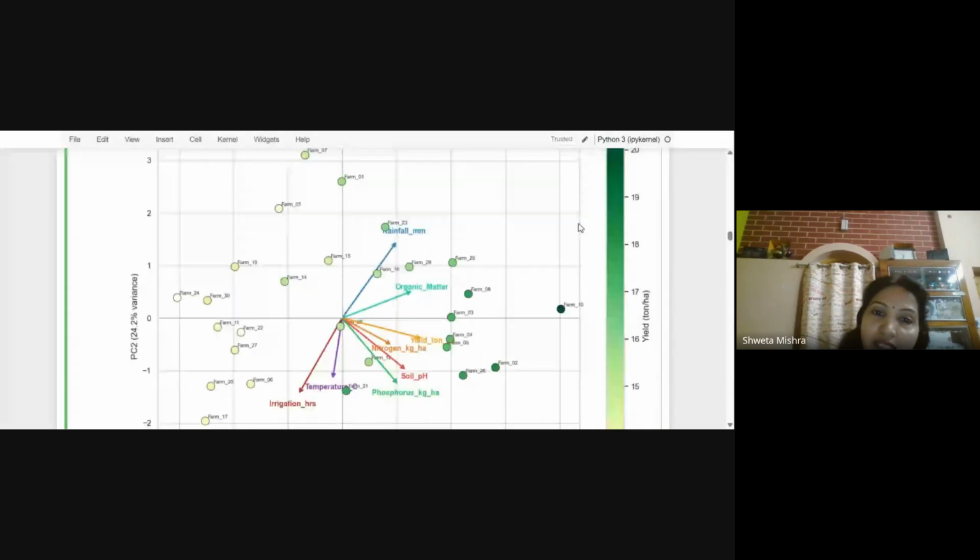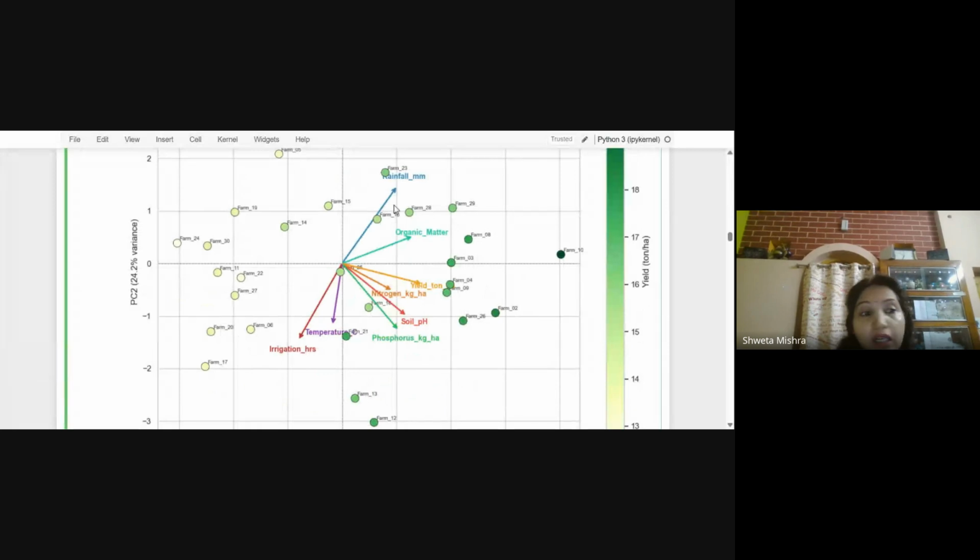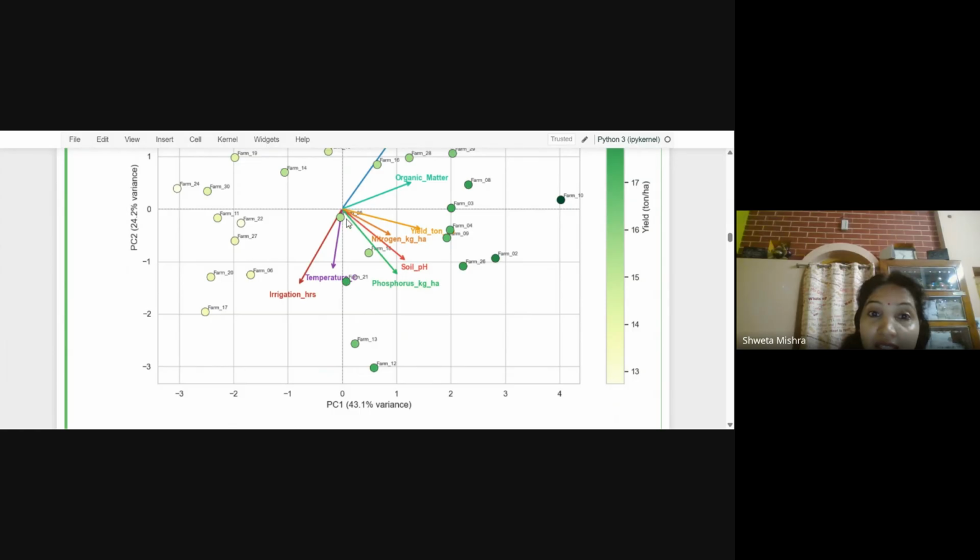Now the arrows each represent one variable and reflect its direction. Here it is showing irrigation hours, and here rainfall. It shows which principal component is most associated with each variable. Irrigation hours is on the left side of 0, which means negative, so we can say it is related to PC2, principal component 2.